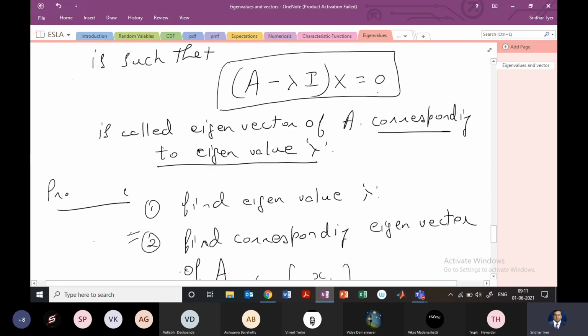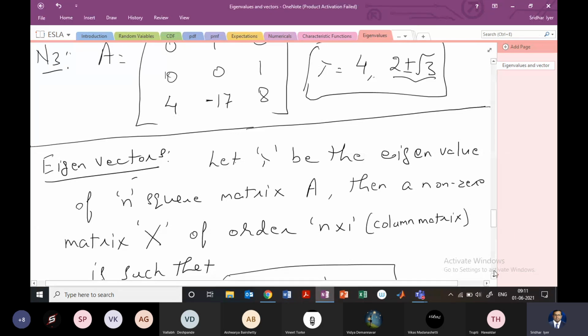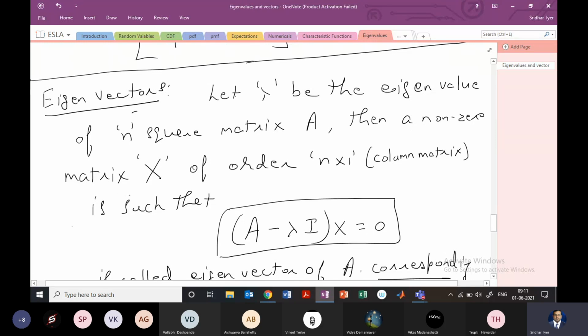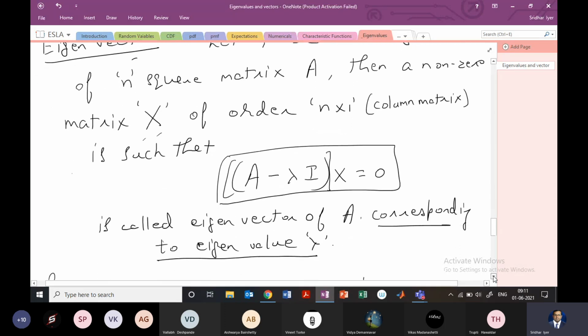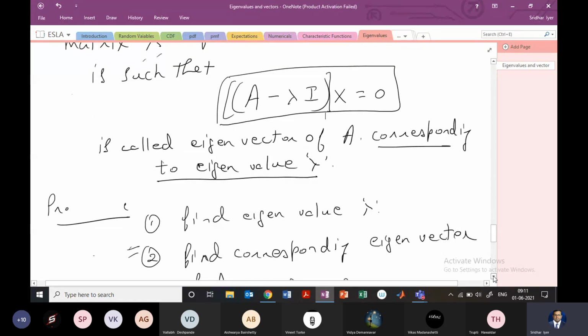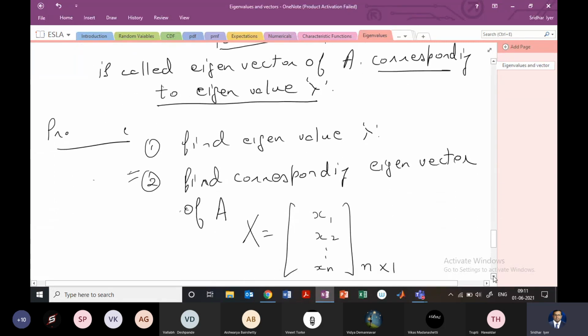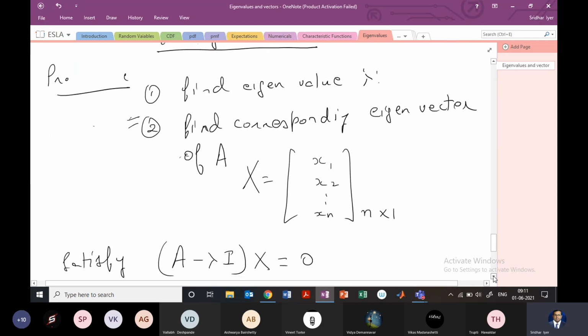I want to finish this eigenvectors topic. So in the eigenvector, I defined formally what it is. We take the eigenvalue equation, that is A minus lambda I, and multiply it with a vector x, and we equate that to 0. That x is the eigenvector, and from A minus lambda I we get the value of lambda. So we first need to find the eigenvalue, and then for the corresponding eigenvector of A, that is x, we need to find the vector x.